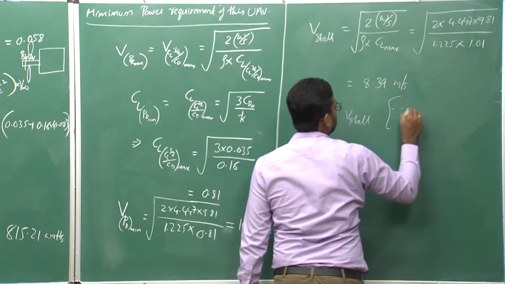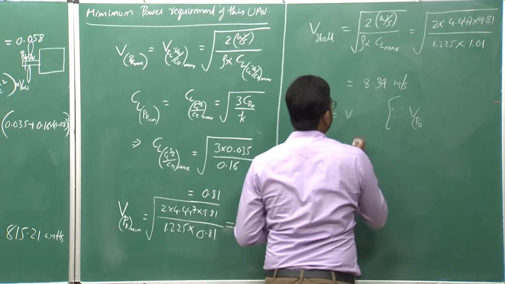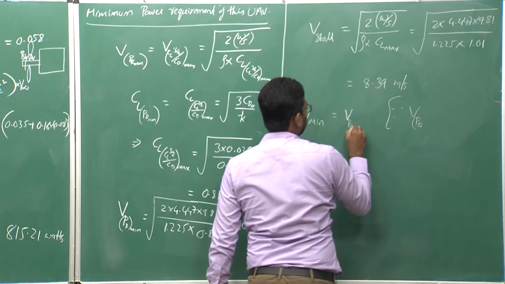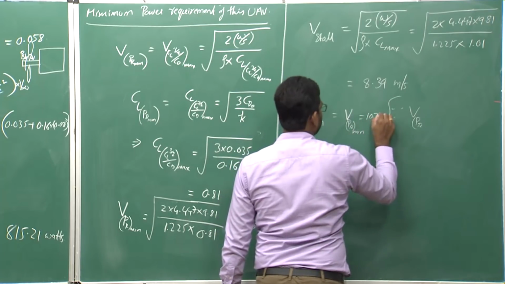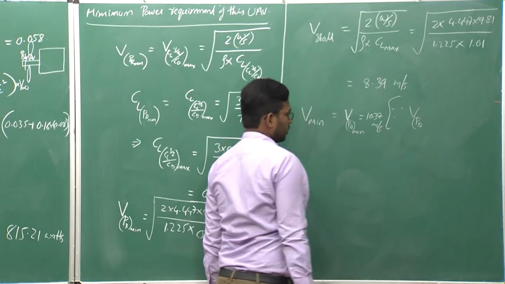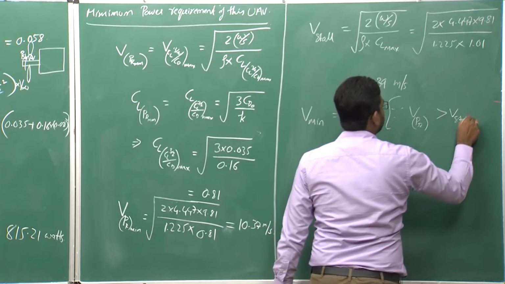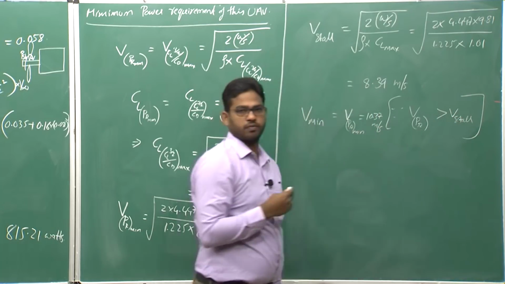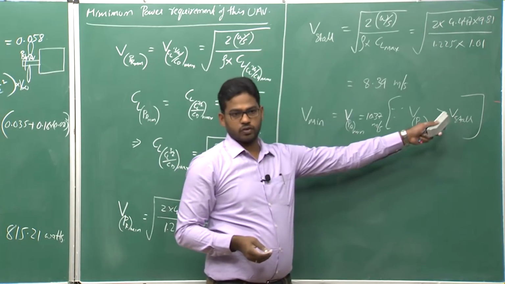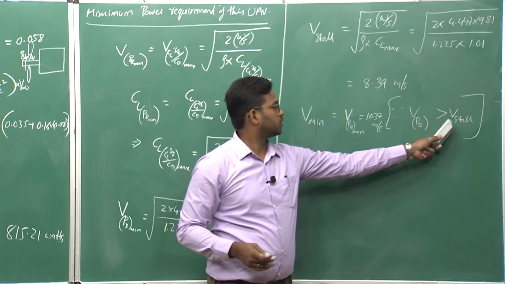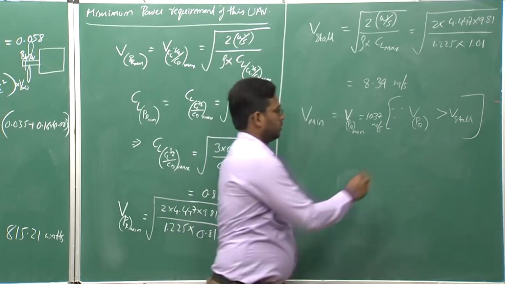So, V minimum is equal to V for minimum power required, which is 10.37 meters per second. Why? Because V for minimum power required is greater than V stall. That means V stall falls in the region of unstable flight, right, the velocity region of unstable flight. So, that is why we have to fly at the velocity for the minimum power required condition.